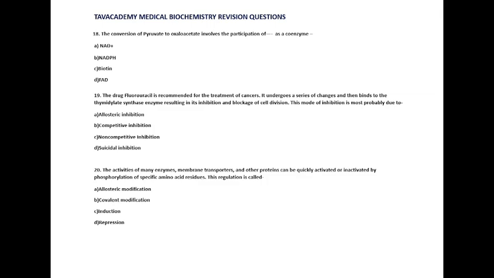Question 18. The conversion of pyruvate to oxaloacetate involves the participation of dash as a coenzyme. Biotin. Don't forget, we said there are 3 ABC enzymes in the body, which means they need ATP, they need biotin, and they need CO2. These enzymes that need these 3 things, we have pyruvate carboxylase, we have acetyl-CoA carboxylase, and then we have propionyl-CoA carboxylase also. So they are the 3 enzymes that use ABC: ATP, biotin, and CO2.